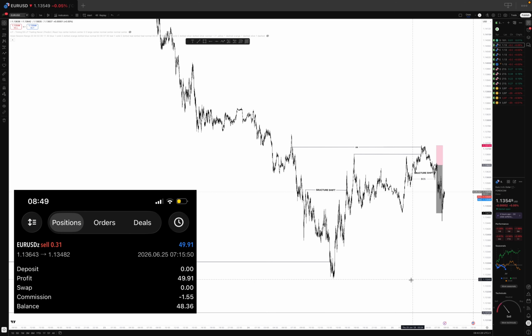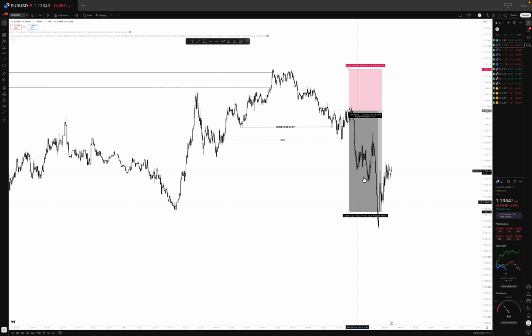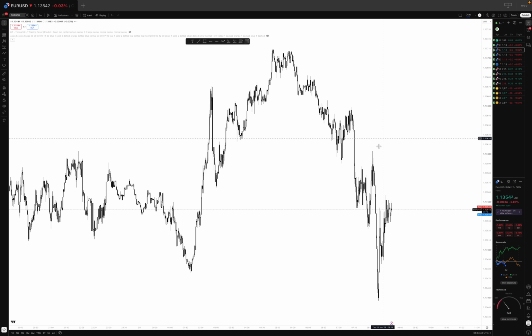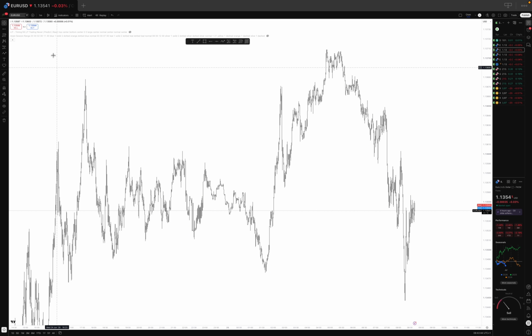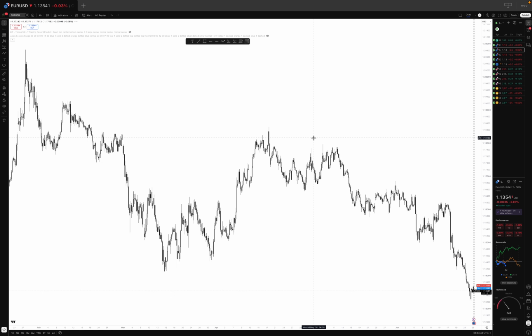Today on EU, I'm going to show you how I caught a 2.4R trade this morning on London session. Here's the trade, and let me give you a quick breakdown on how I caught it. Let me use a different chart. So let's move on to the higher time frame like I always do.